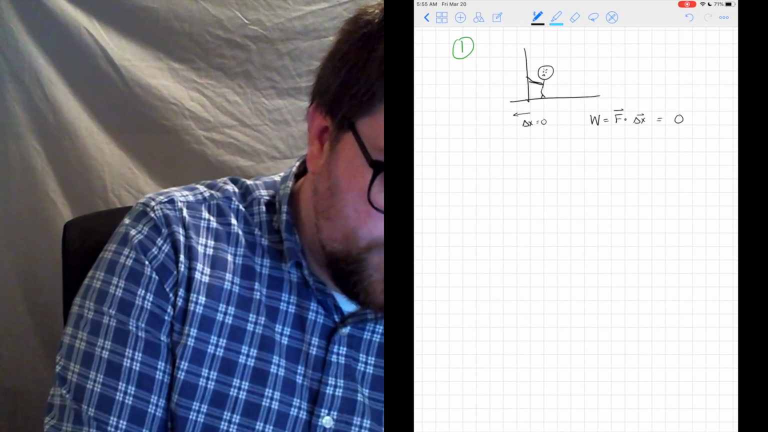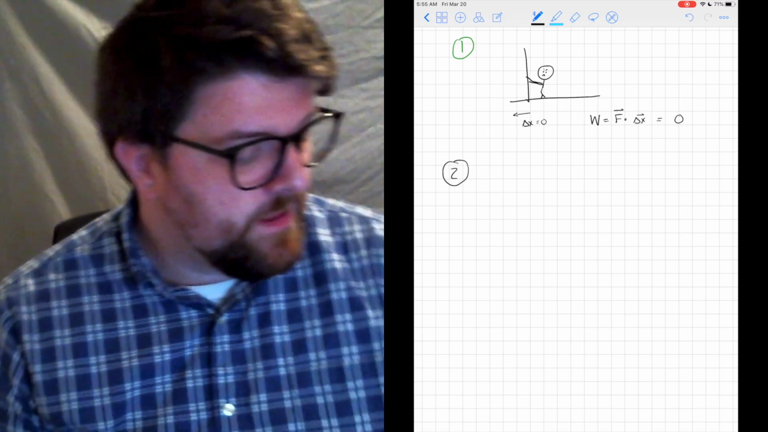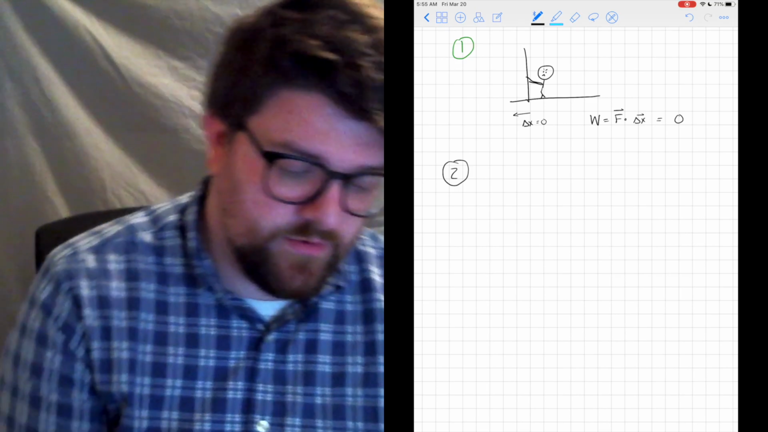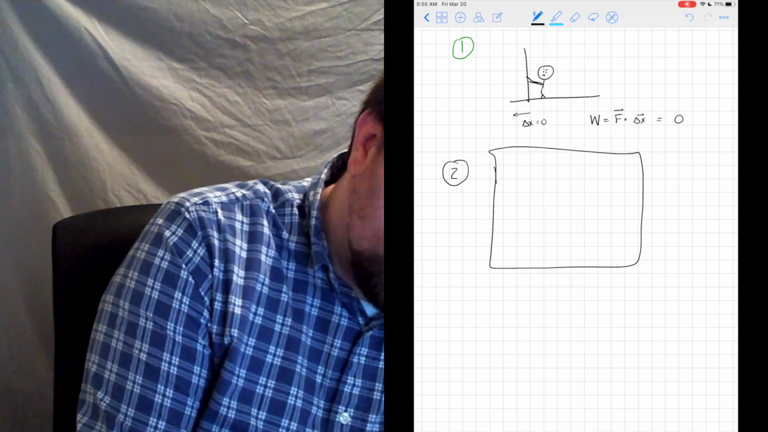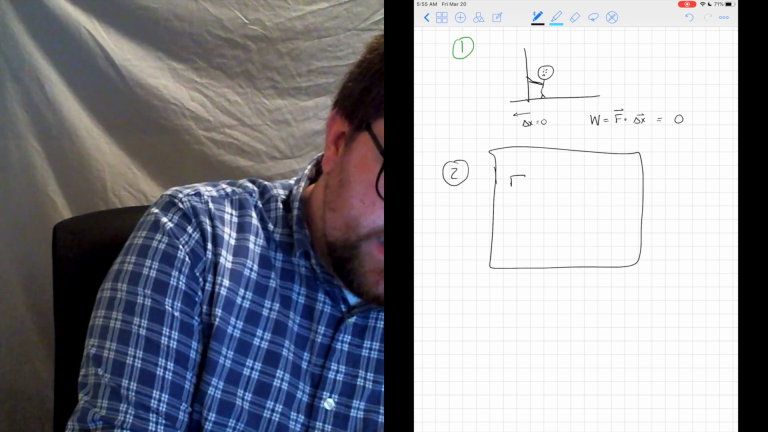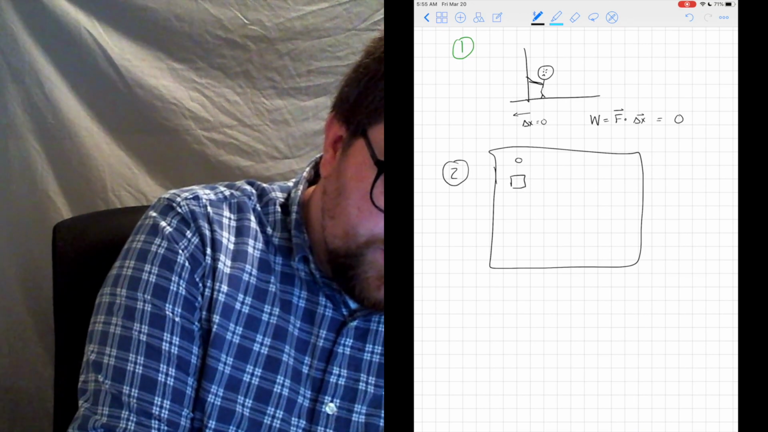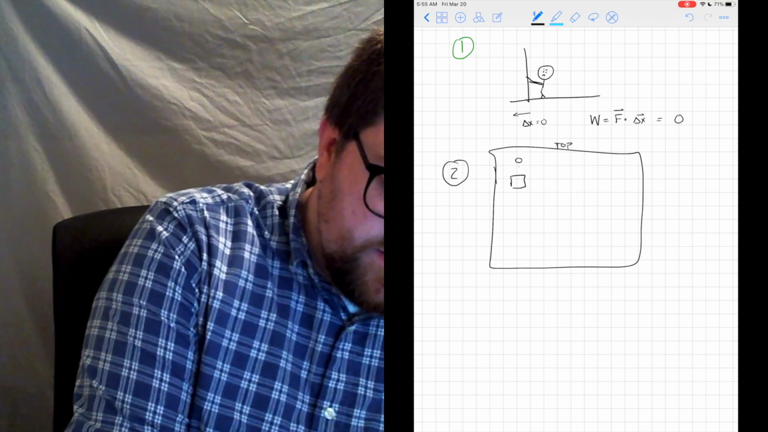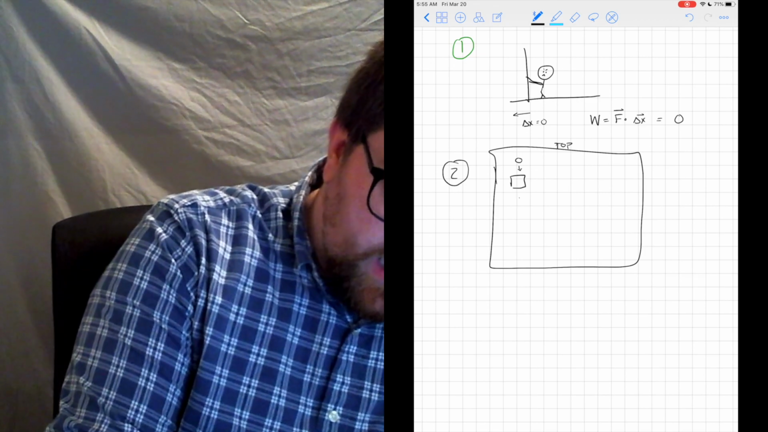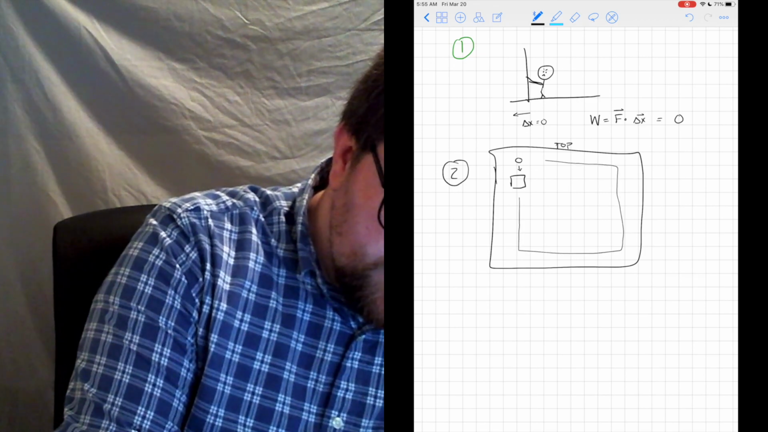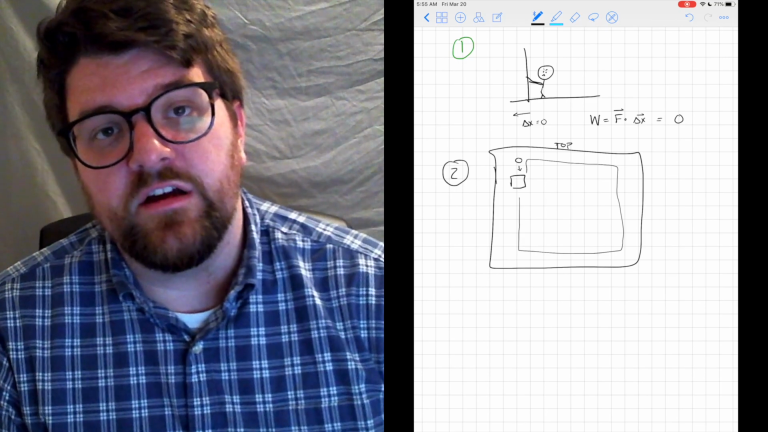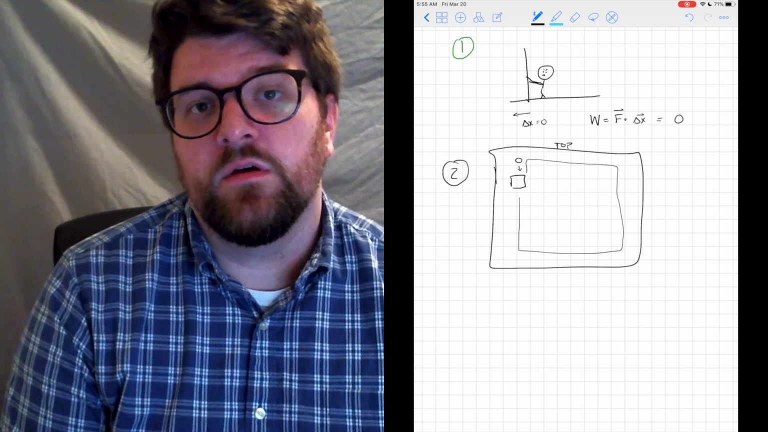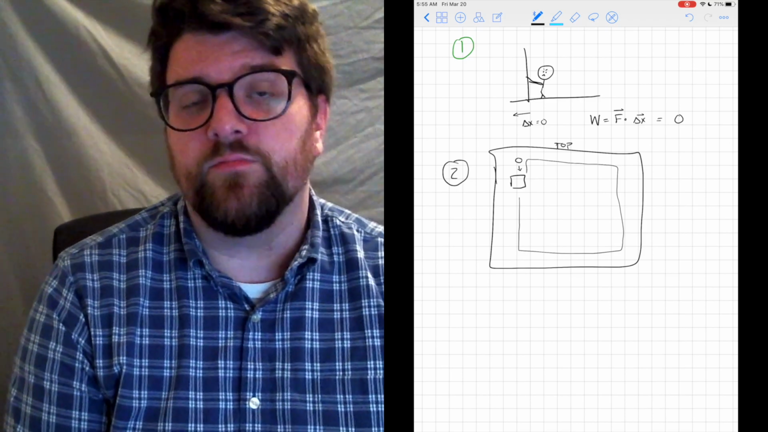Our second scenario. What if I push a heavy box around the perimeter of my room, right? Look at this room, and let's say Susan here is going to push on this box. This is a top-down view, so Susan's just going to push on this thing, and that is going to end right back where it started. How much work did Susan do pushing this heavy box around the room?